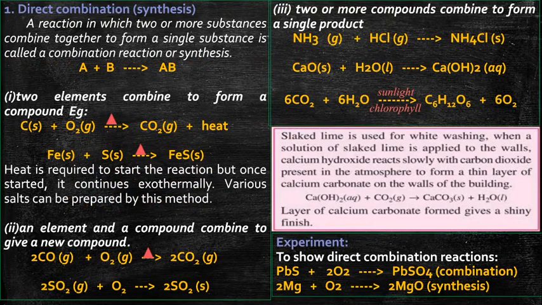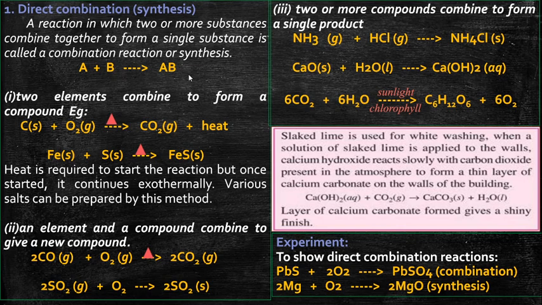Right. Now, what is direct combination or combination reaction? This combination reaction is also known as synthesis reaction. That is a simplified form, or very simple reactions. The reactions which occur with simple compounds by means of this combination type are known as synthesis reactions. A reaction in which two or more substances combine together to form a single substance is called a combination reaction. So, substance A reacts with substance B to form AB as a new product.